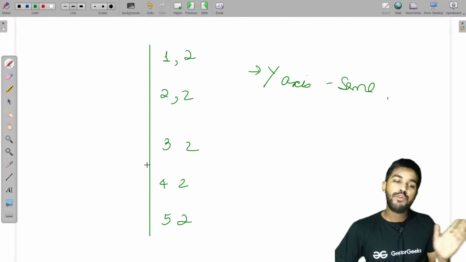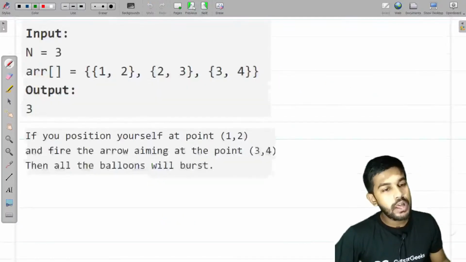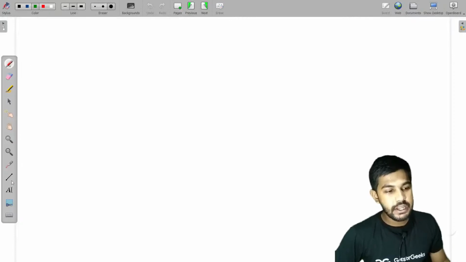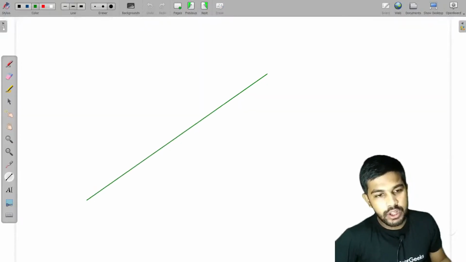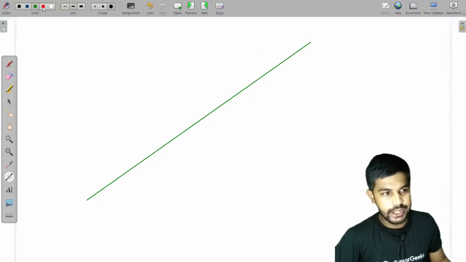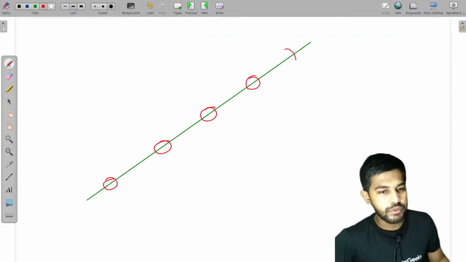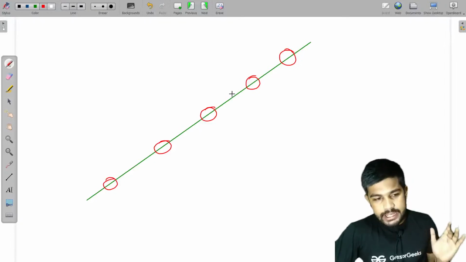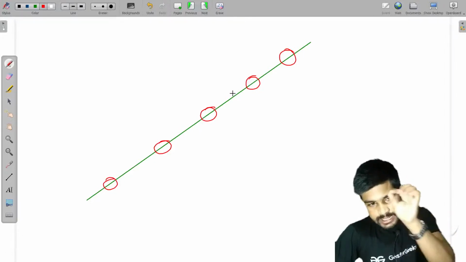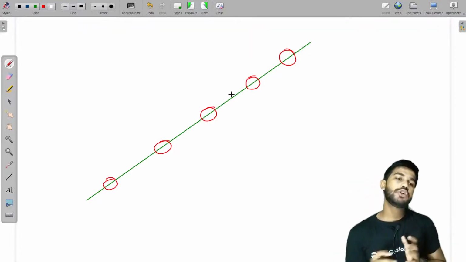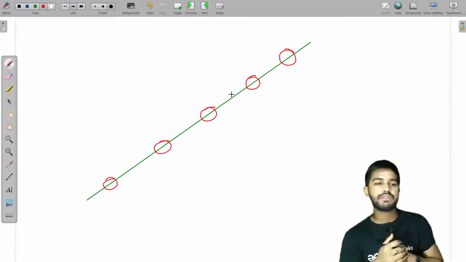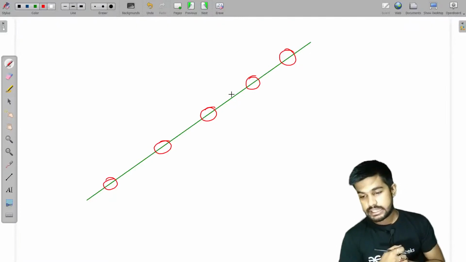Okay. Now, we would be moving forward. How can I handle the test cases where I need to check for all the points that lie on this line? Suppose here one balloon, here one balloon, 3 balloons, 4 balloons, 5 balloons. Now I need to check what are the points that lie on the same line. This is elementary math, the basic maths.